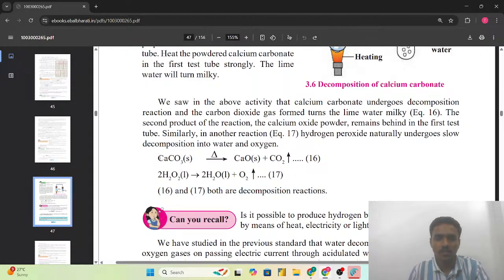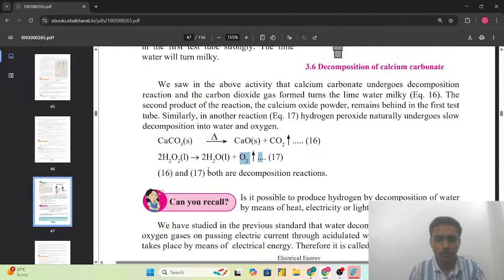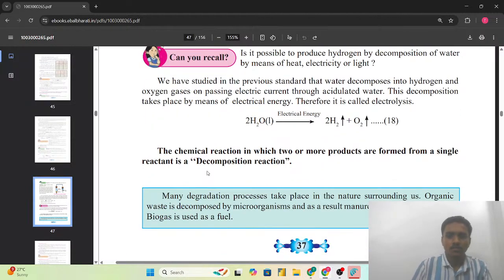As we can see clearly, one reactant leads to the formation of two products. One reactant leads to the formation of two or more products. This is basically the decomposition reaction.